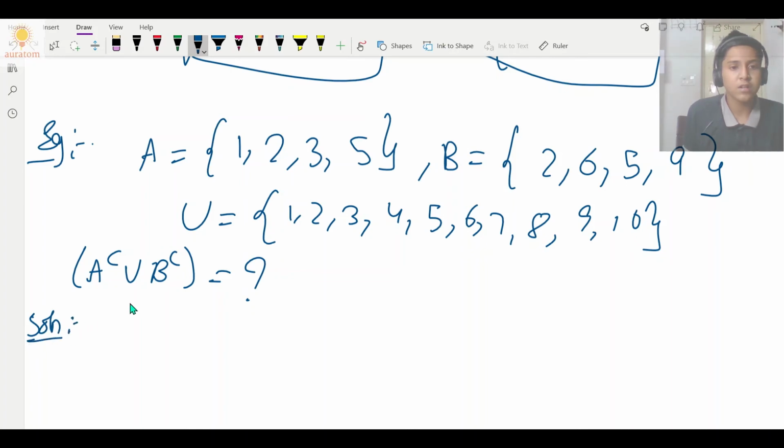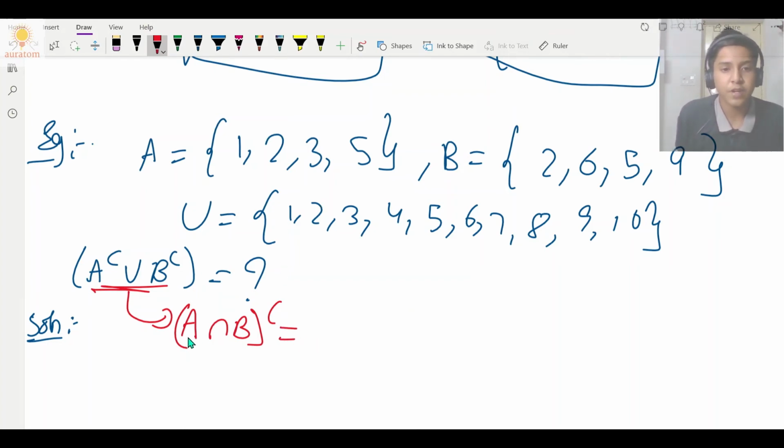Let's do the solution. We know that by De Morgan's second law that we have just learned, this part, which is A complement union B complement, is nothing but the complement of A intersection B, right? So this part is just this part. Instead of doing this, if we do this, then it's the same, right? I think it would be easier to do this instead of this. So let's do this now.